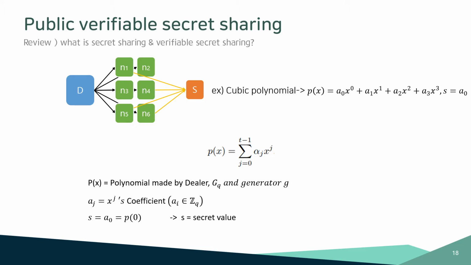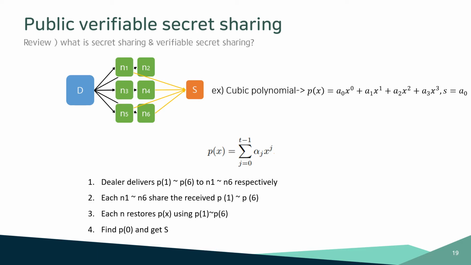As a method, the dealer creates a polynomial of degree t-1, where t is required for recovery. In the case of 4 people, we create a third degree polynomial. From there, the value at 0 in P(x), that is a0, becomes the secret value, and p1 to p6 corresponding to n1 to n6 are calculated. The dealer then passes p1 through p6 to n1 to n6, and each of n1 to n6 shares the pieces they received with each other. The shared fragments are used to recover the polynomial and p0 to recover the secret. This is our secret sharing method.